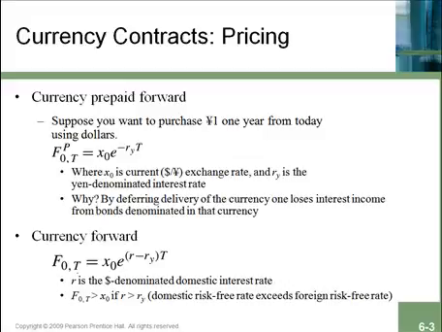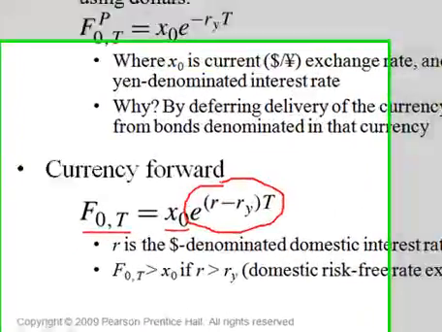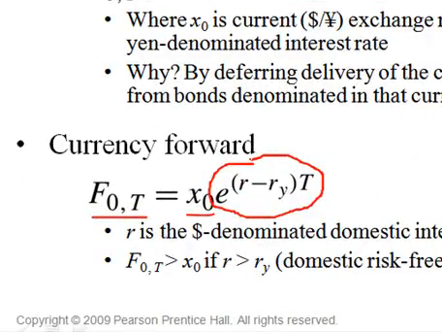A forward discount, on the other hand, happens whenever the forward price is lower than the current spot market price. Well, in this case, this is the forward price of the currency, and this is the spot price of the currency, the current market price. So how will we know which one is greater? It all boils down to this term, e to the (r minus ry) times t.